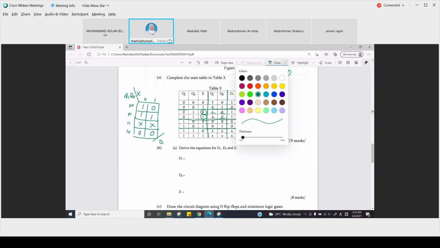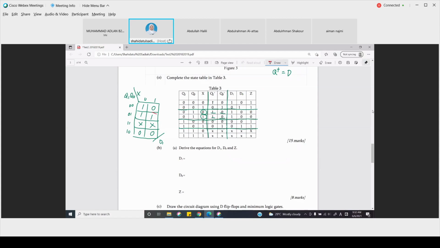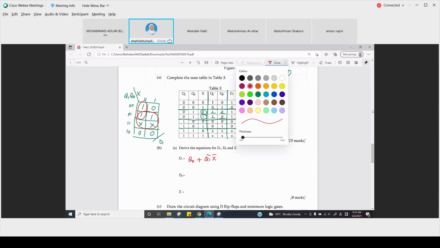Right, so there are two groups here, this group and this group. So your D1 will be Q0 plus Q1 bar X bar.